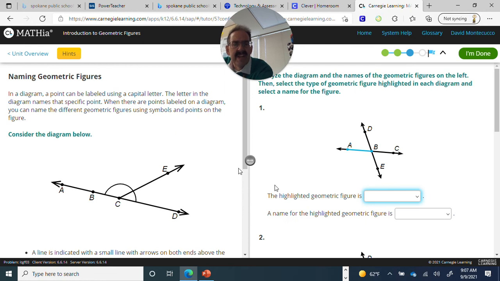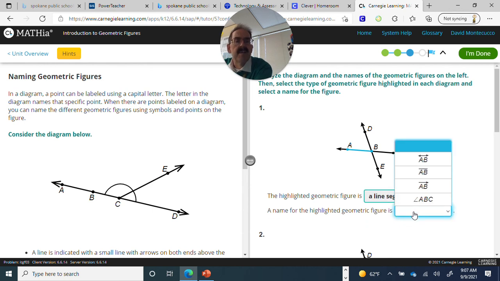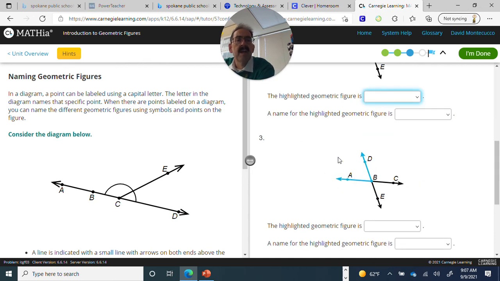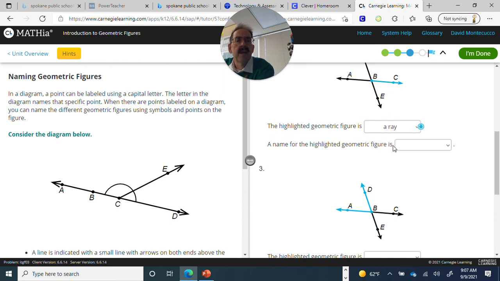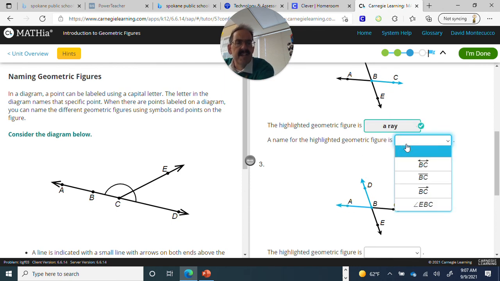Okay, now we get into the highlighted figure is. So we have to get into vocabulary and being able to describe it in proper geometric terms. My advice: caps lock. If it's a capital, you have to put in a capital. So this is a segment. A name for the segment is segment AB. No arrows. Notice how they're capitals. The highlighted geometric figure is a ray, in this case BC, where B is the endpoint. You have to have the endpoint correct.